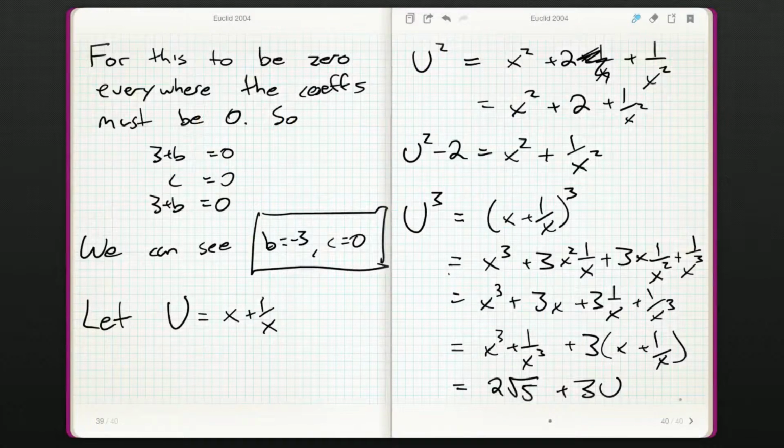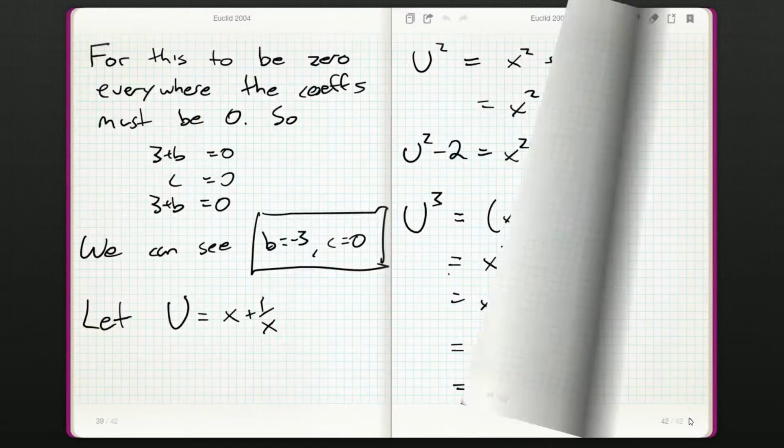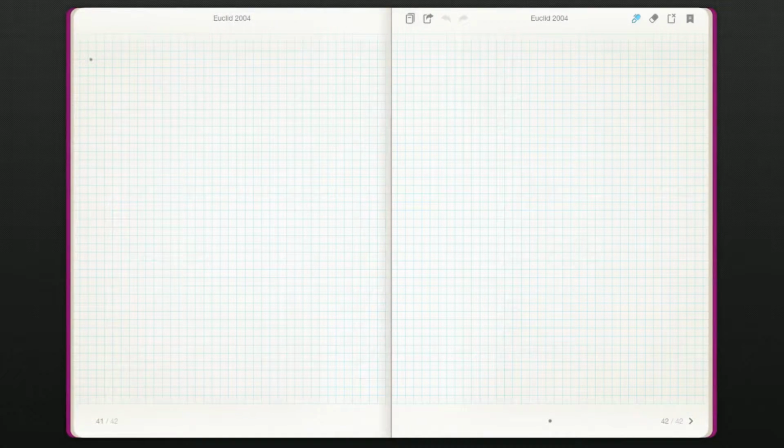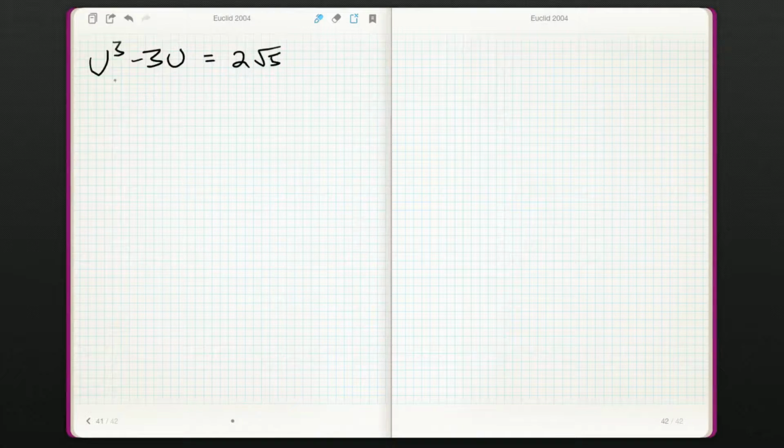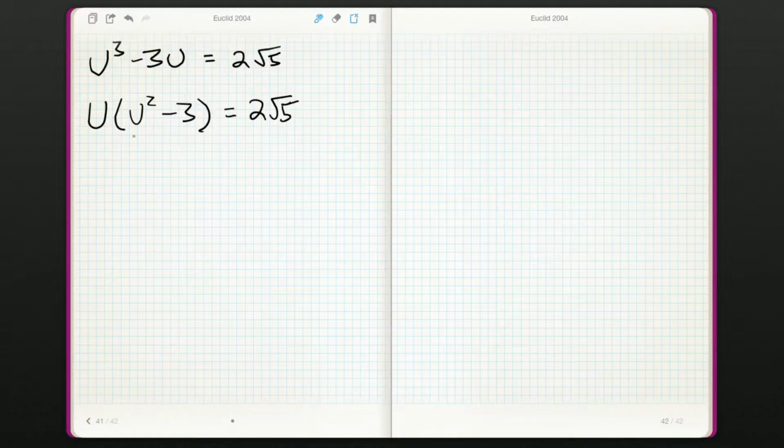What to do? Oh, okay. So I think u cubed minus 3u is 2 root 5. And if I divide by u, I'll get u squared minus 3 is 2 root 5. I was hoping, this is so close to the thing I want, but to get there I'd need to divide by u, and I don't know what u is.